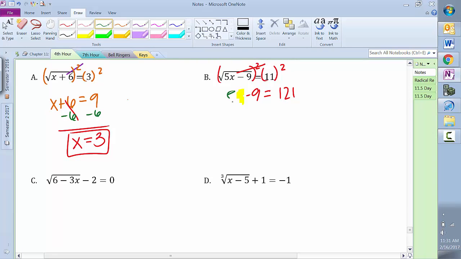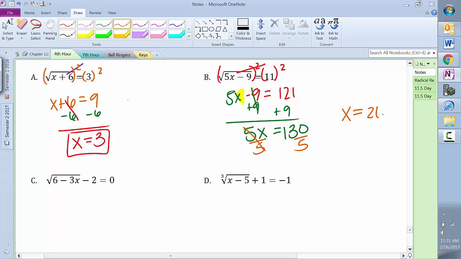So we're going to go ahead and add 9 to both sides. And you get 5x equals 130. Then I divide by 5. And when you do that, you get 26. Perfect. I don't ever use keys, so I never know the right answer right away. Questions on that one? Please ask. If you're like, where the heck did that come from? You need to ask me, otherwise I think you're doing fine.